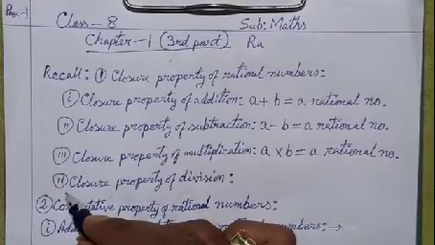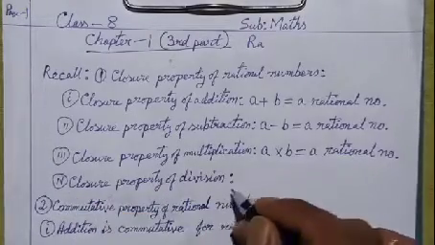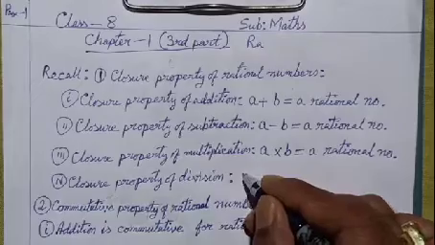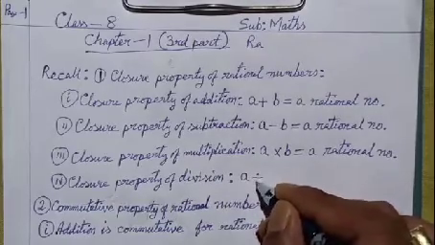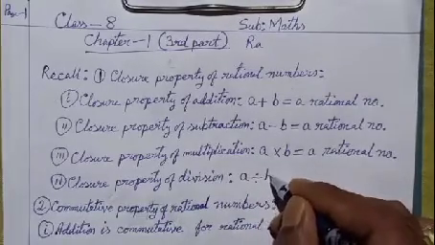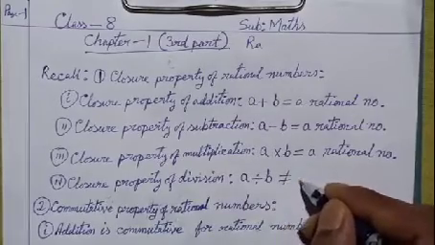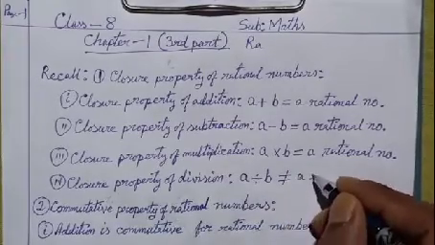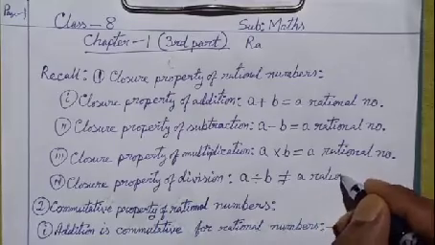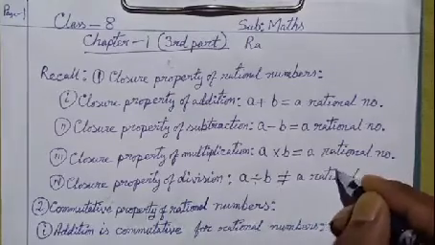Roman number 4, closure property of division. If we take any rational number a and divide it by another rational number b, the resulting answer is not always a rational number.